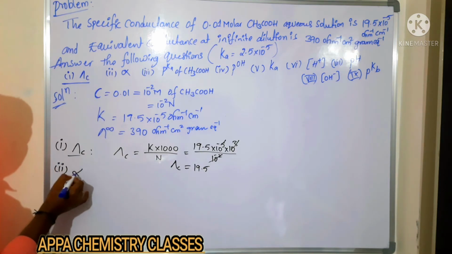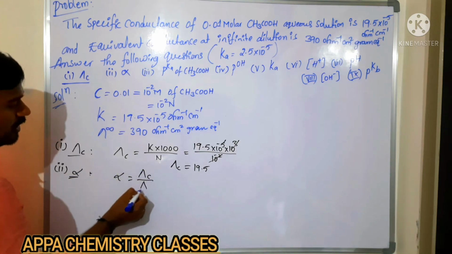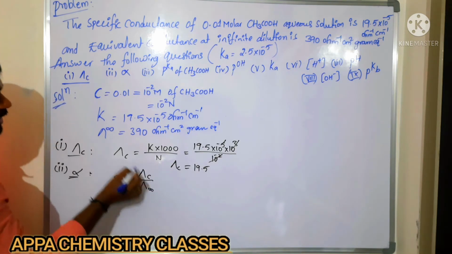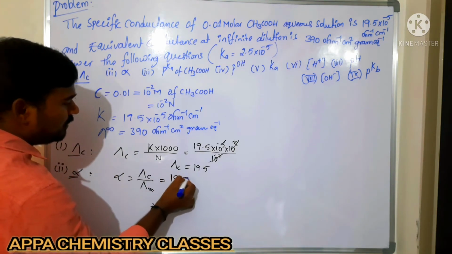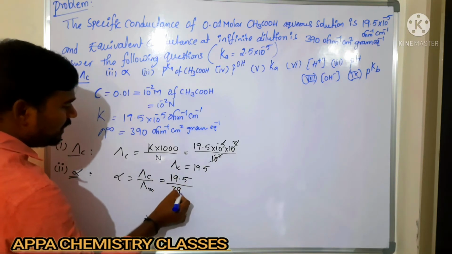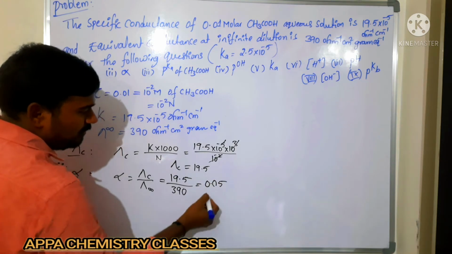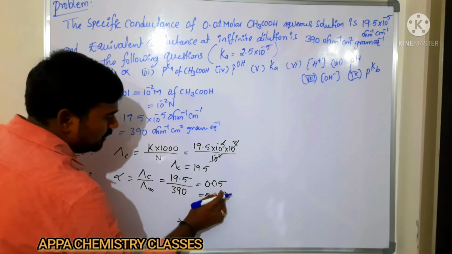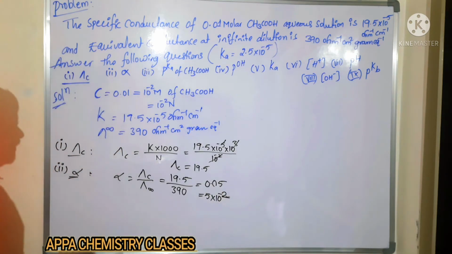Now the next question, the second one, is alpha. What is alpha? It is the degree of dissociation. Alpha is equal to the ratio between the equivalent conductance at a particular concentration to that at infinite dilution. The equivalent conductance at the particular concentration is 19.5. At infinite dilution it is 390. If you do this calculation you are going to get 0.05, which can be written as 5 into 10 power minus 2. This alpha is very small, that is just 5% of acetic acid is undergoing dissociation.